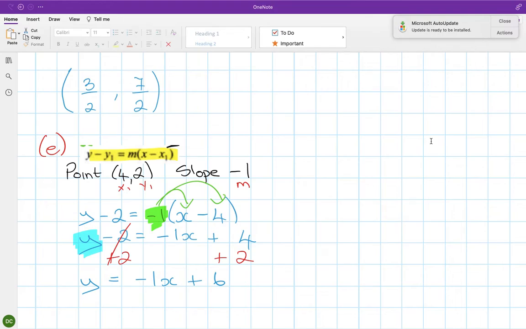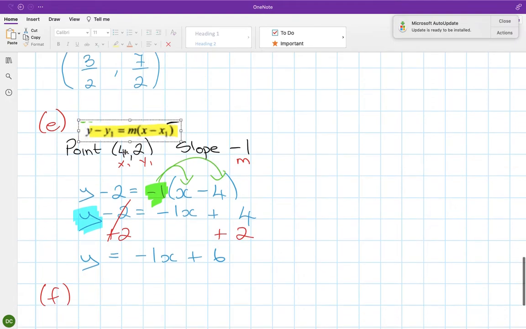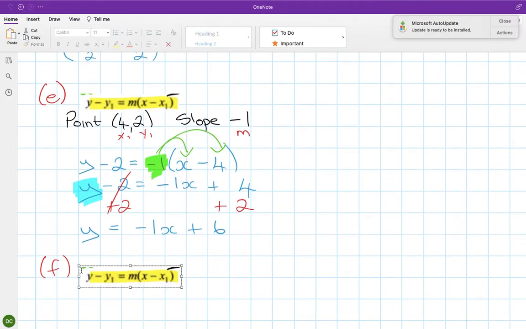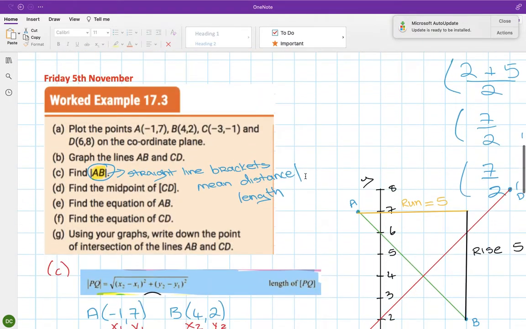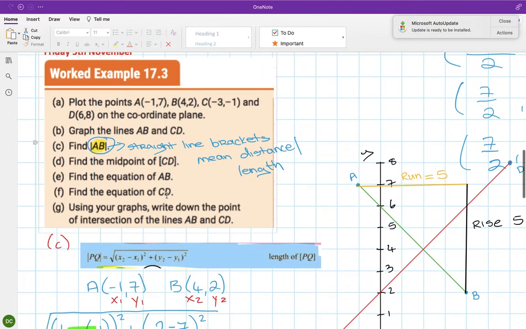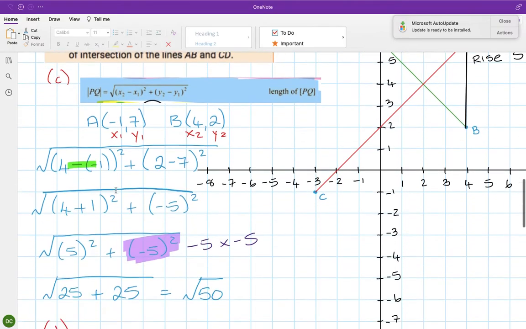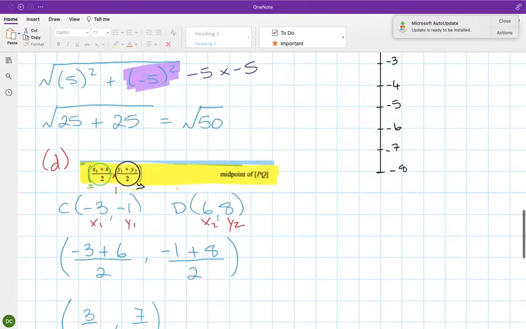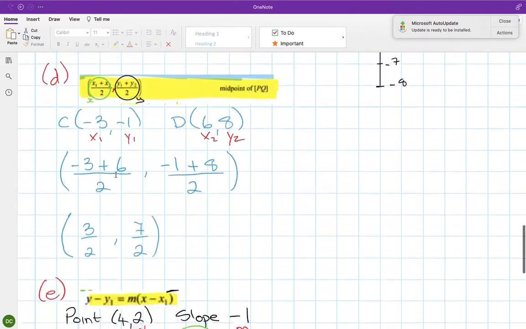And part F is the same question, just with the other 2 points. So I'm just going to bring this down. So part F, find the equation of CD. So same thing, just using C and D. Again, I'm going to choose D because it's the one with no minuses. So what was D? 6, 8? 6, 8.